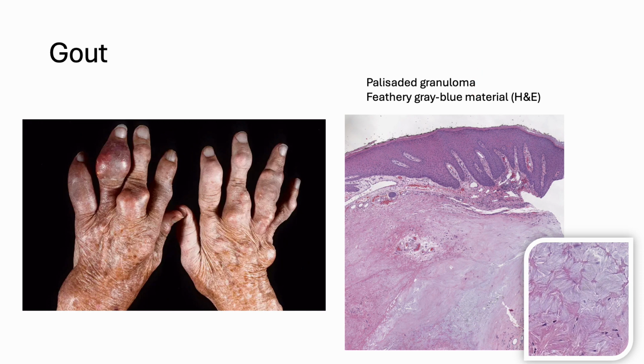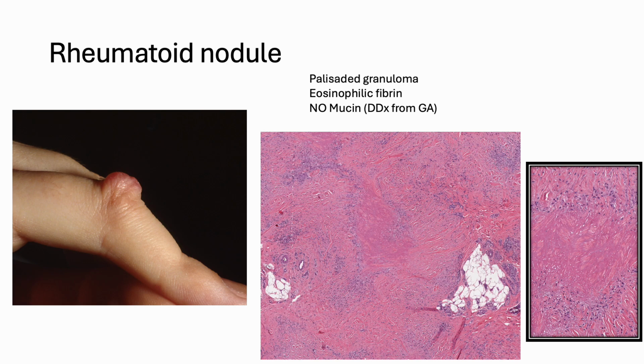I took those pictures. Next disorder is the rheumatoid nodule, and the common location is near the joints. And when they biopsy this area, you can see there is also a palisaded granuloma with very eosinophilic fibrin, but there is no mucin. That is a differentiating feature to tell it apart from the granuloma annulare.